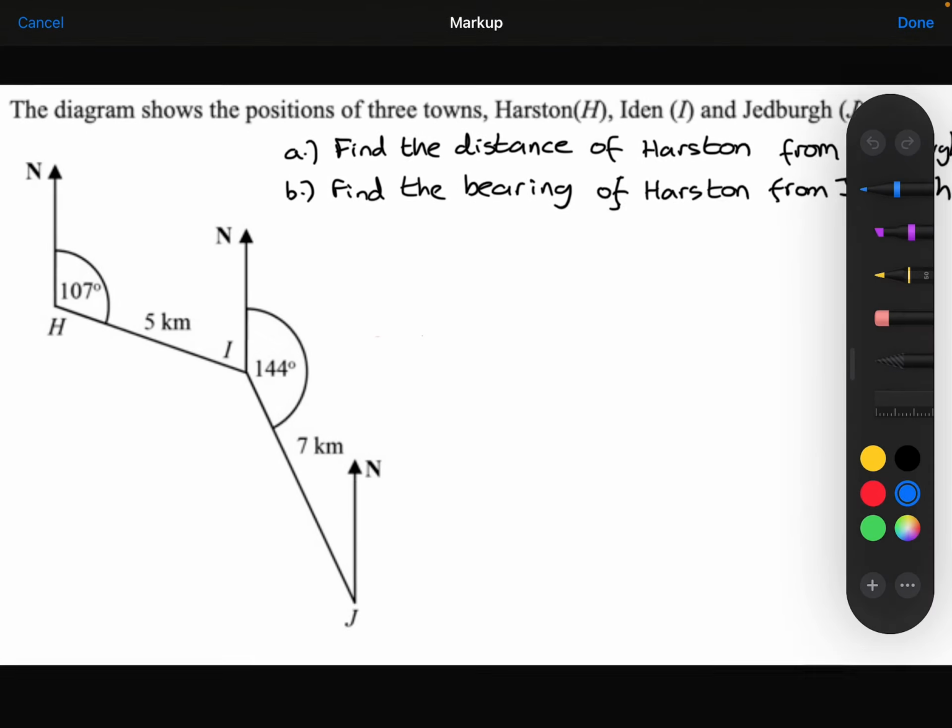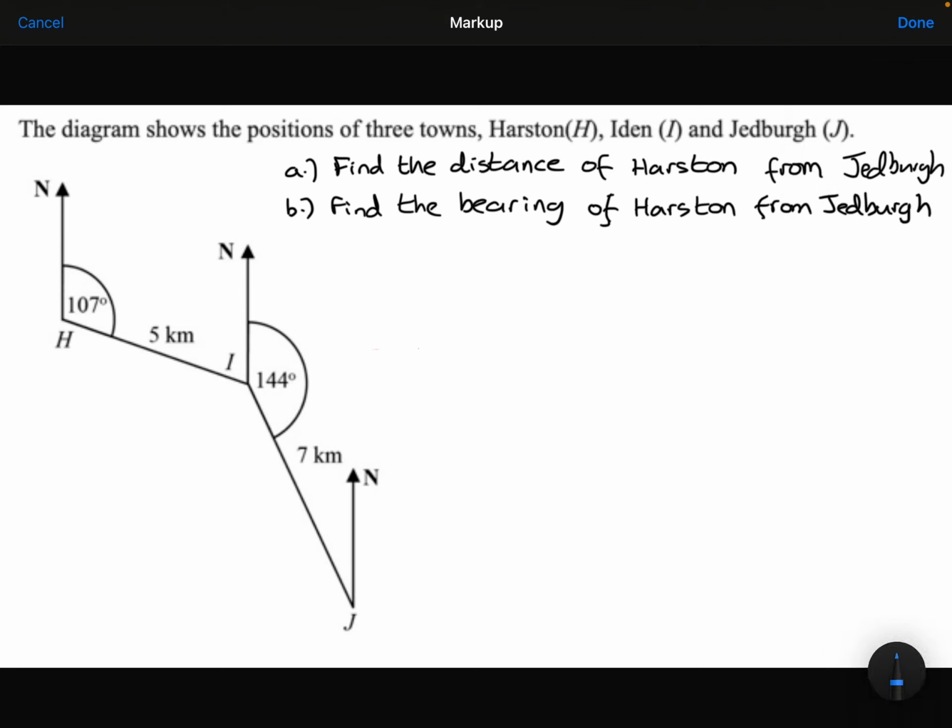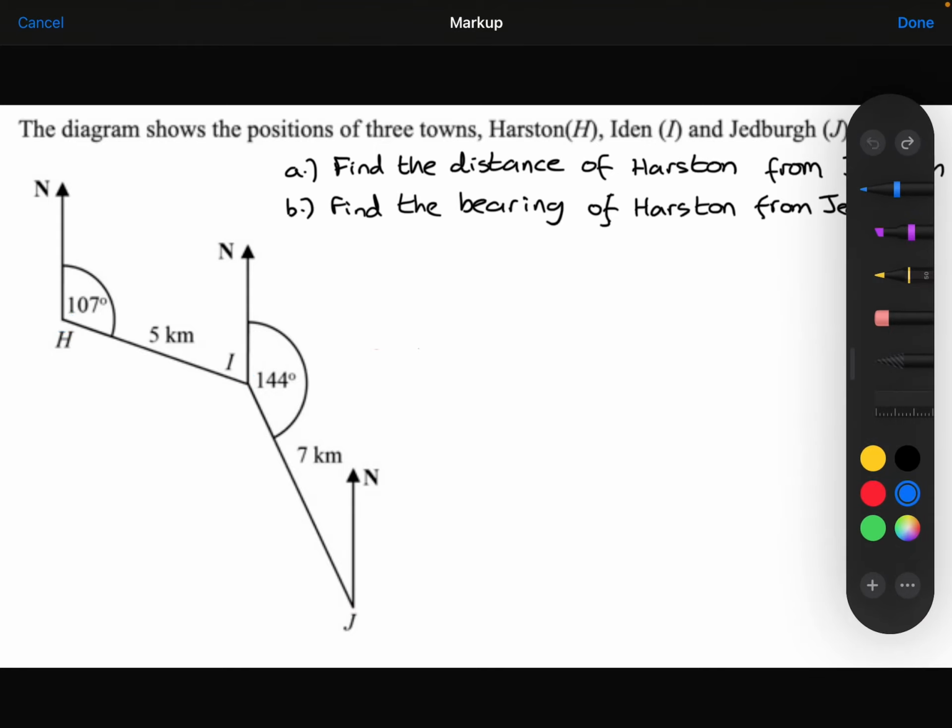So the diagram shows the positions of three towns, Harston, Eden and Jedburgh. We've got Harston here, H, Eden here, and Jedburgh down here. We can see from our diagram that Eden is 5 kilometres from Harston. We can also see that it is on a bearing of 107 degrees from Harston. We can see that Jedburgh is 7 kilometres from Eden, and it is on a bearing of 144 degrees from Eden.